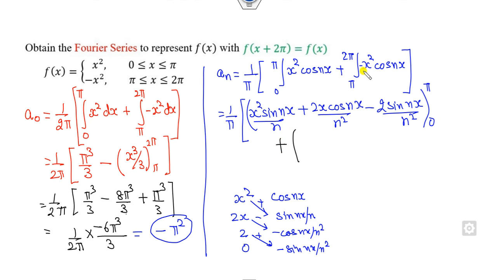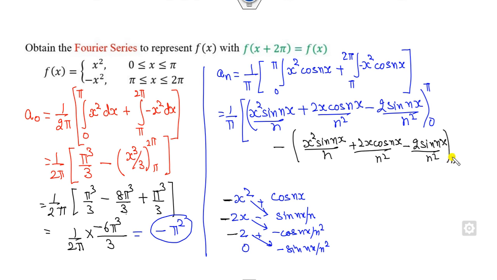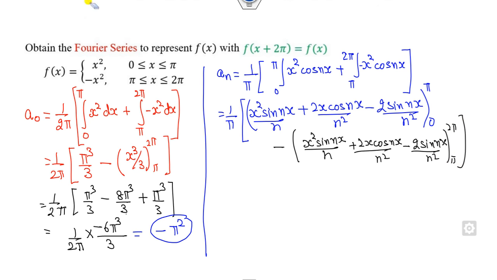Plus I can substitute, what is that? It's only the negative sign here. The rest of the terms are same. It is minus, so it will be minus. That is the same quantity but just taken as a negative common. Fine. So it is minus x square sin nx over n, 2x cos nx over n square, minus 2 sin nx over n square from pi to 2 pi. Now I can substitute these limits. So what is that? First case is 0 to pi.